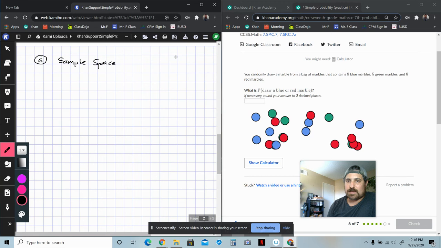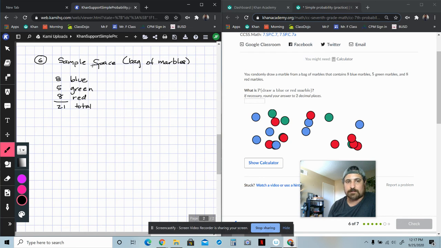And it says you randomly draw a marble from a bag of marbles that contains 8 blue marbles, 5 green marbles, and 8 red marbles. So it's a bag of marbles. That's the sample space. So you're going to analyze the sample space. What do we know? There are 8 blue marbles, there are 5 green marbles, and there are 8 red marbles. Now, when I was looking visually at it, I thought it was 21. Is it? 16 plus 5 is 21. Yeah, there are 21 total marbles.